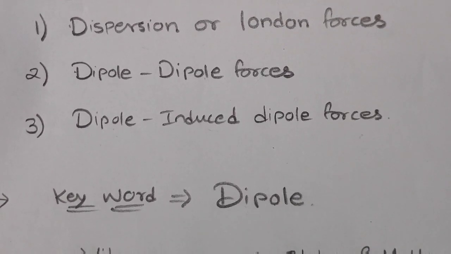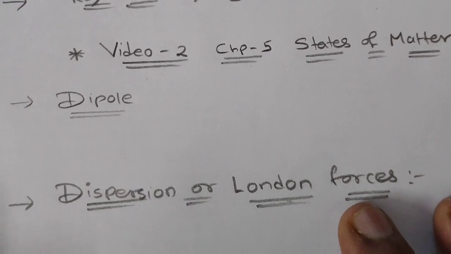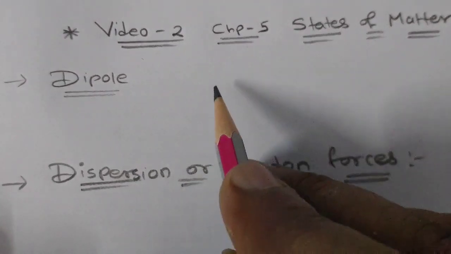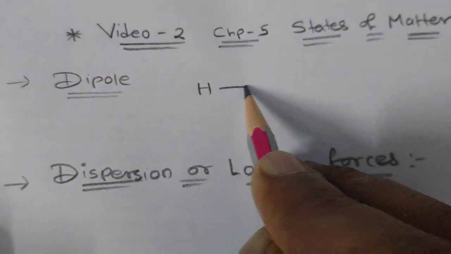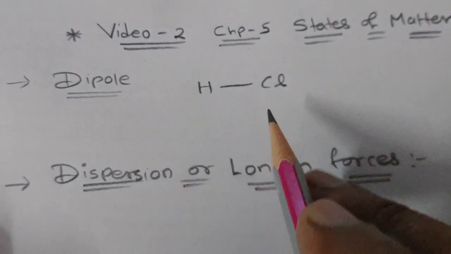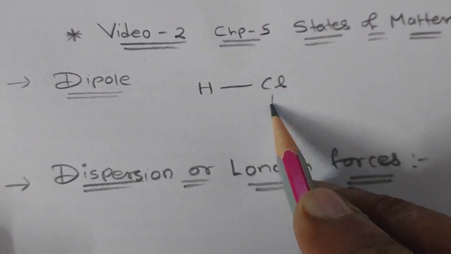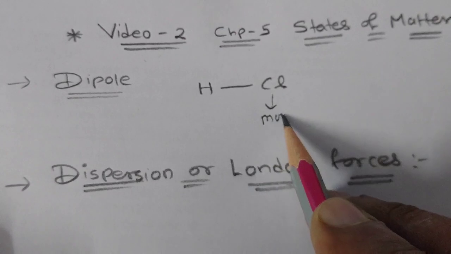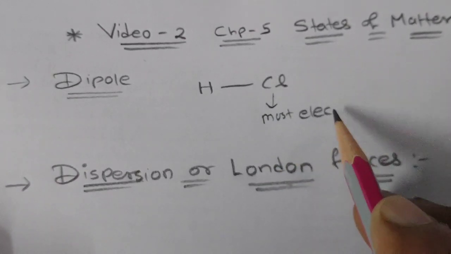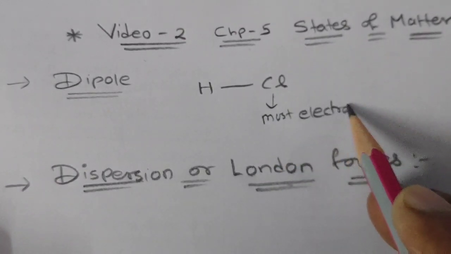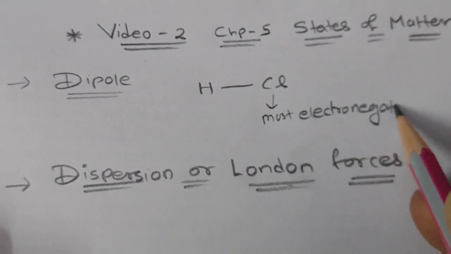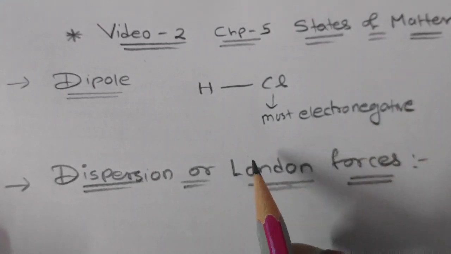Now, how does it develop? You can see here. When we talk about this keyword dipole, what does it mean? Suppose I write a molecule HCl, right? In HCl, chlorine is the more electronegative atom. Now, what is the meaning of the word electronegative?